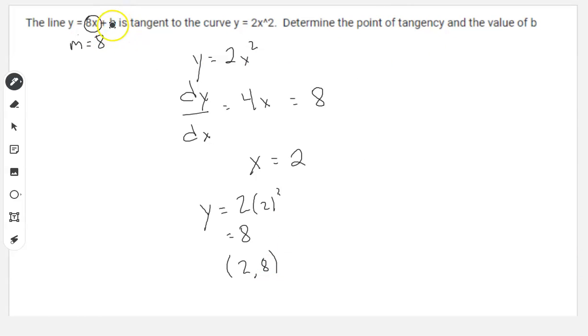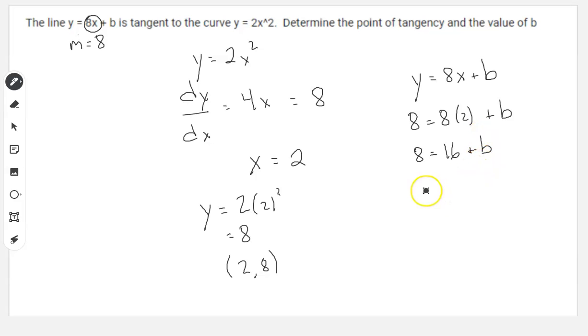But now we need to solve for b. This isn't very different from our previous example. We have a coordinate, we have the slope. So what I can do is take this equation, y equals 8x plus b, and substitute our coordinate, where y is 8 and x is 2, and I can solve for b. So 8 equals 16 plus b, so b is then negative 8.